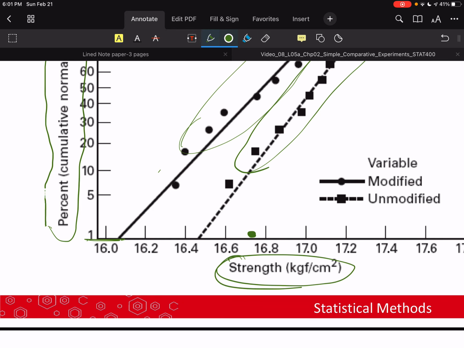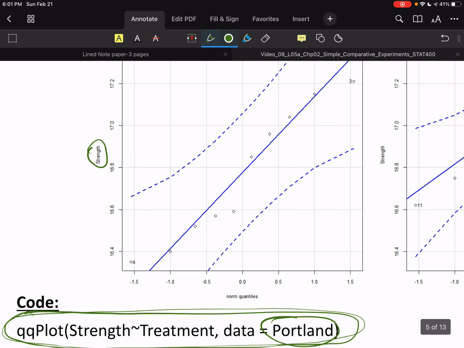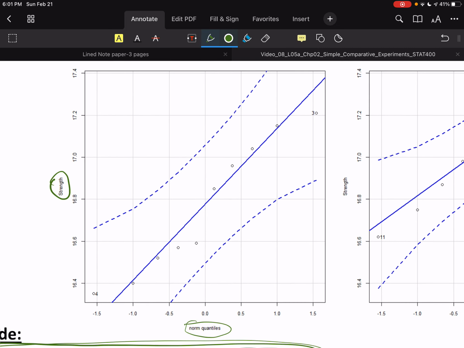software. So they have strength on the X-axis and the normal quantiles on the Y-axis. We have it reversed in R. The strength is on the Y and the normal quantiles are on the X. But what's really nice about this function is that it puts the 95% confidence intervals in there.